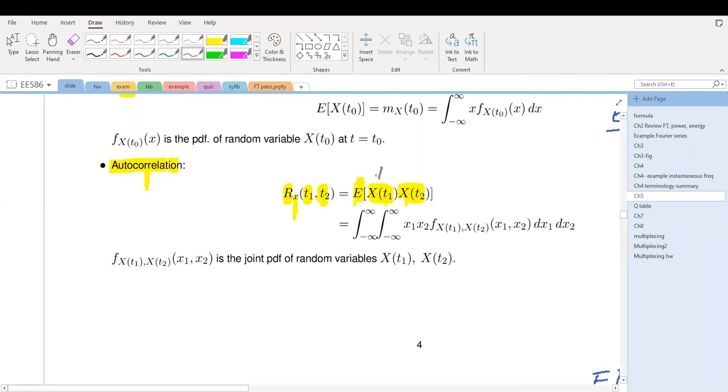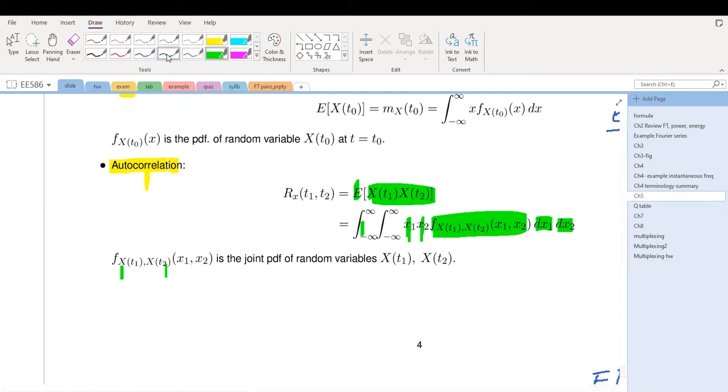x(t1) is a random variable at time t1, and x(t2) is a random variable at time t2. If we know the joint PDF of these two random variables, we can take the product x1 multiplied by x2, multiply by this joint PDF, and do the double integral. Then we can obtain this expectation.